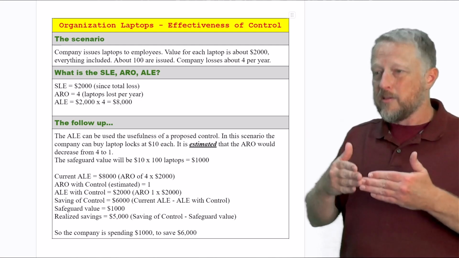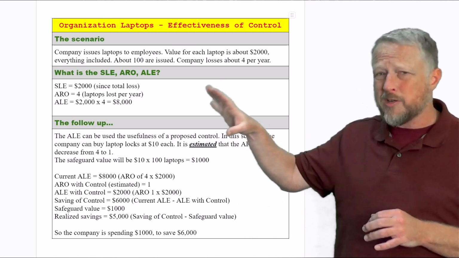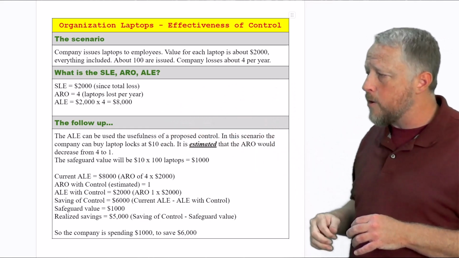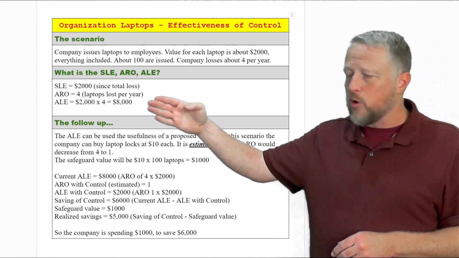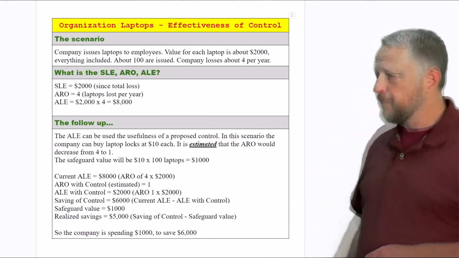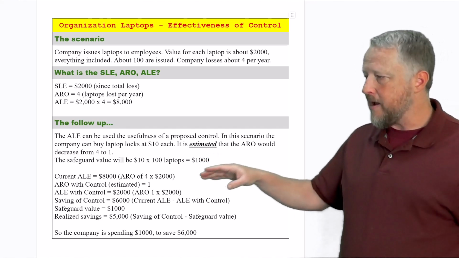Now again, there should be some depreciation, especially with laptops, that the book really doesn't go over, but it is something to think about. We're going to have our ARO be 4 laptops per year. That's our annual loss. And then our overall loss, how much it's going to cost us, is about $8,000 a year. So the top part is very similar to what we had with our AL and then AL with the control.